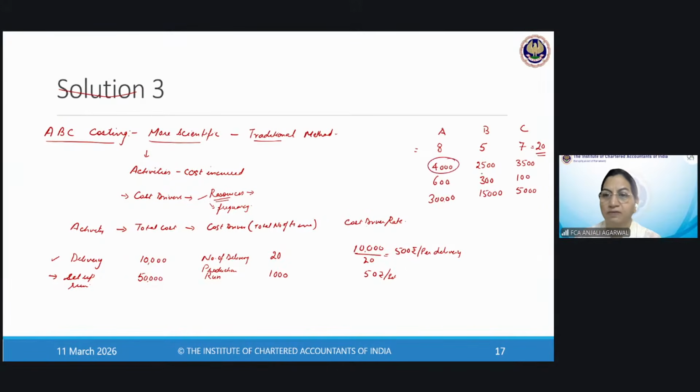So instead of taking one single rate, we have taken different rates for deliveries, a part of the overheads, and setup run, setup cost. So we have used different activities, and the cost of each activity is charged to different products on the basis of how many times the cost driver was used for that particular product.